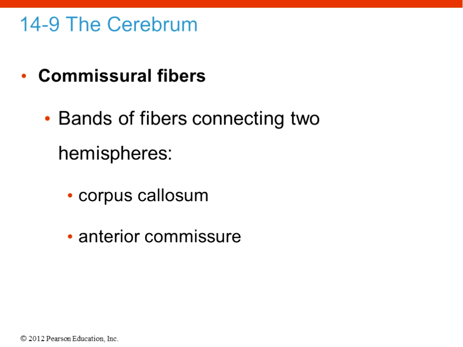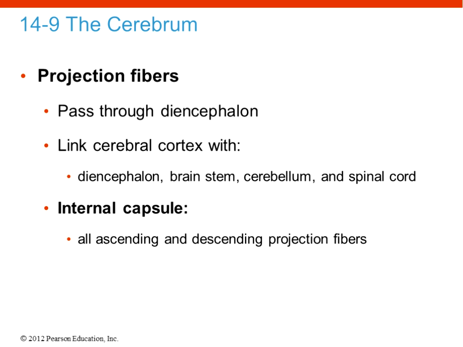Commissural fibers are another term for bands that are allowed to link the two hemispheres, right? So the corpus callosum I've already mentioned. That's our big, thick, white band that allows for communication to cross over and communicate between the two hemispheres. Anterior commissure is another location for that.